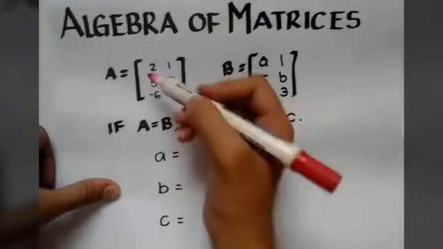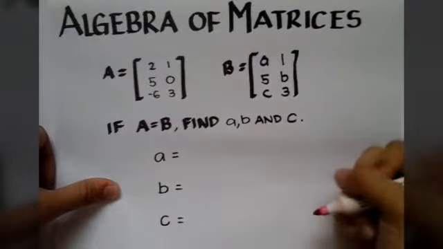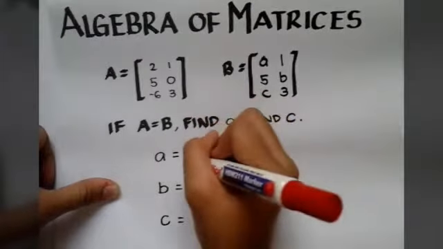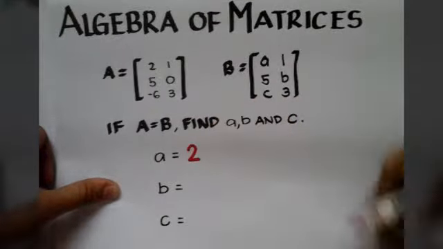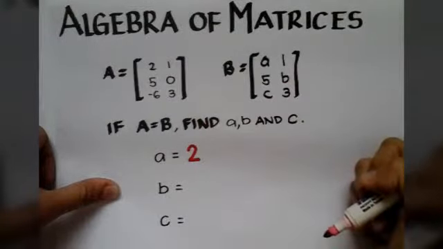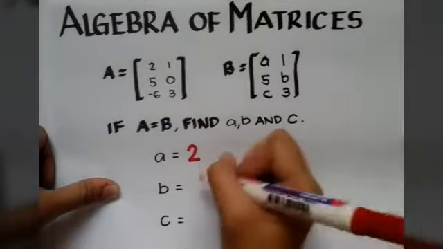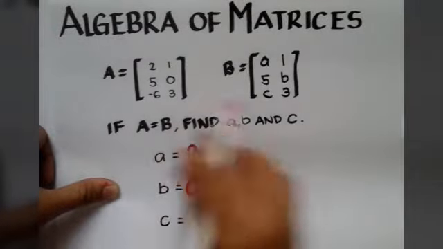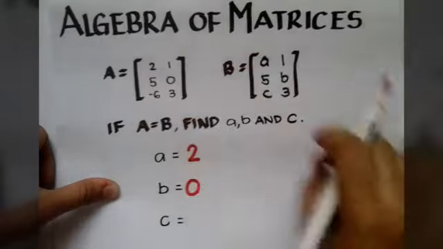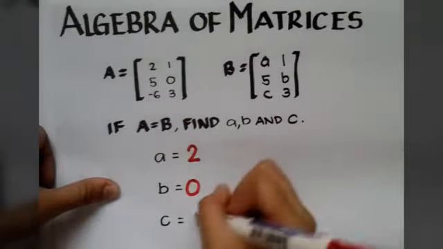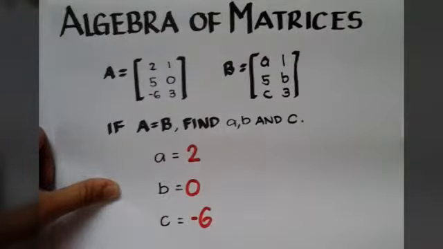As you can see in the given, 2 and a are in the same place. Therefore, a is equal to 2. And b and 0 are also in the same place. Therefore, b is equal to 0. Lastly, c and negative 6 are in the same place. Therefore, c is equal to negative 6.